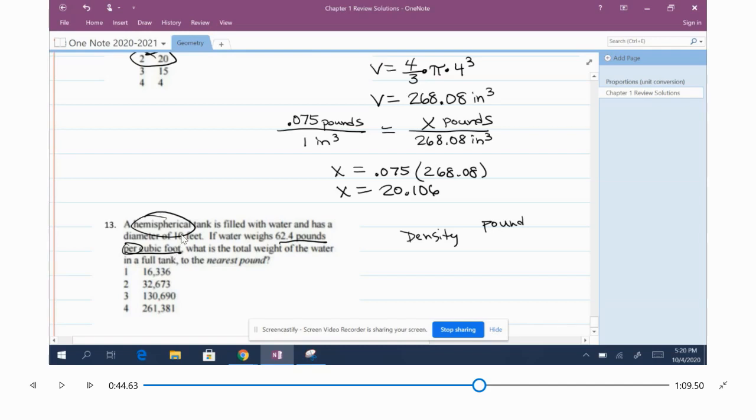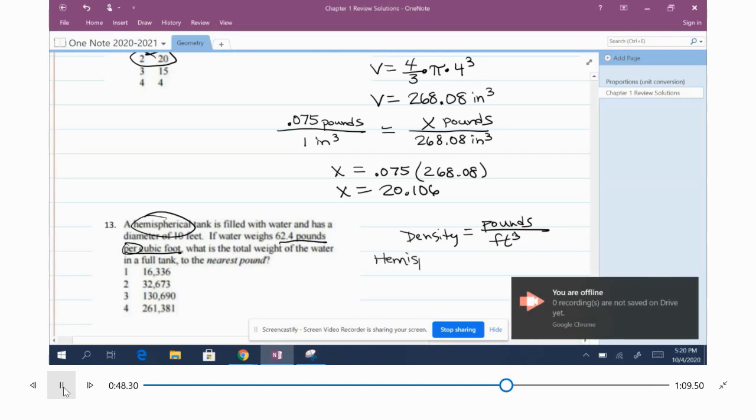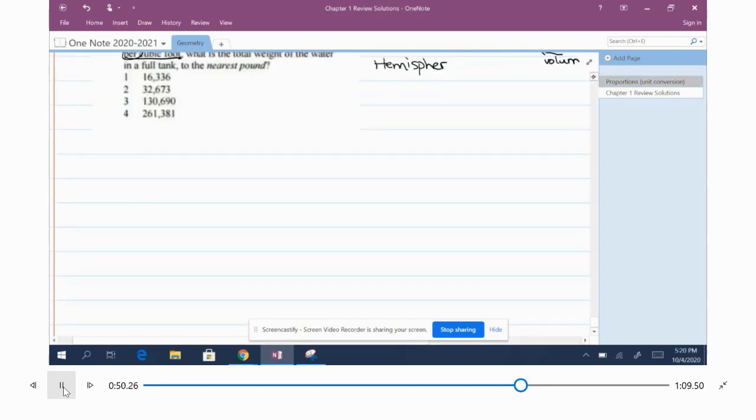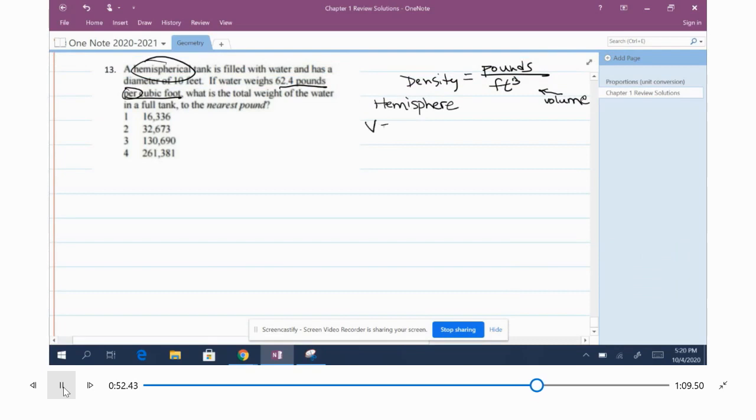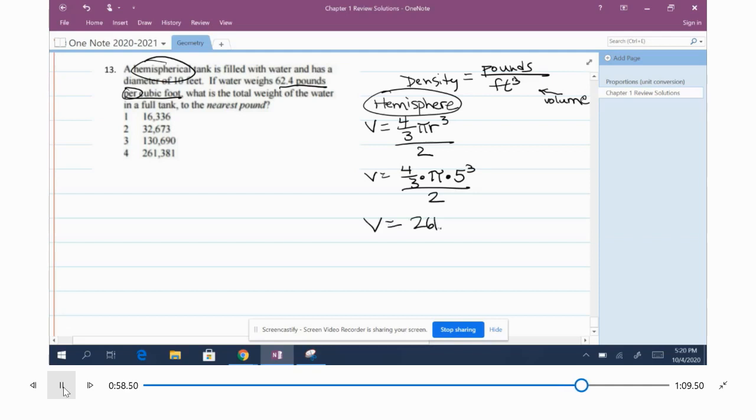So now we've got to get the volume of that hemisphere. It's going to take a little bit. Four-thirds pi r cubed, but divided by 2 at the end. So it is 5 for the radius, don't forget. And you should get 261.8 approximately.